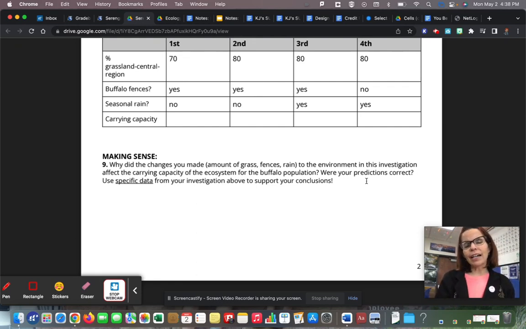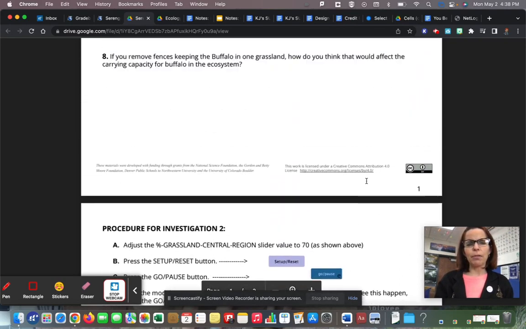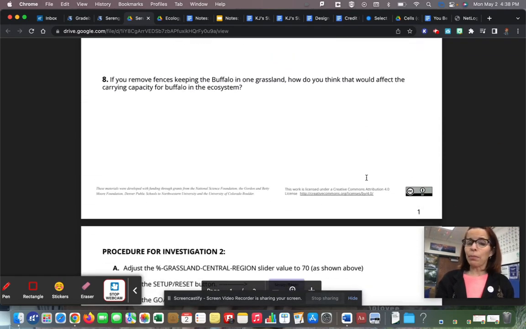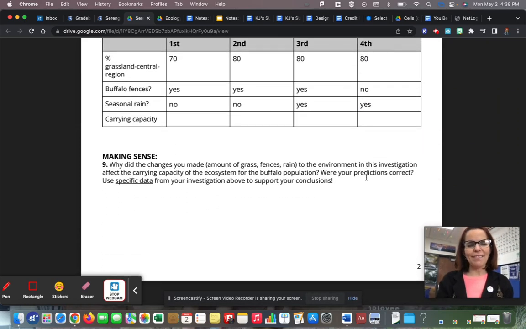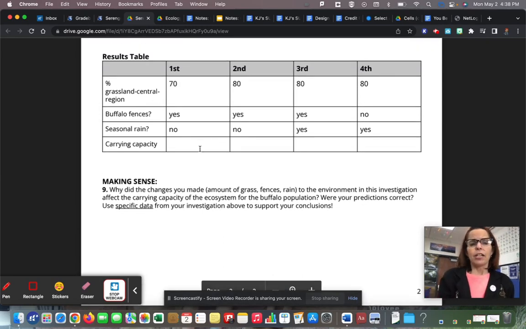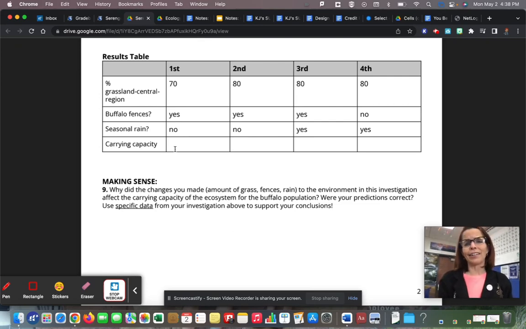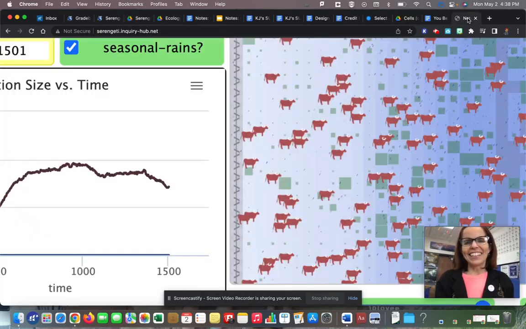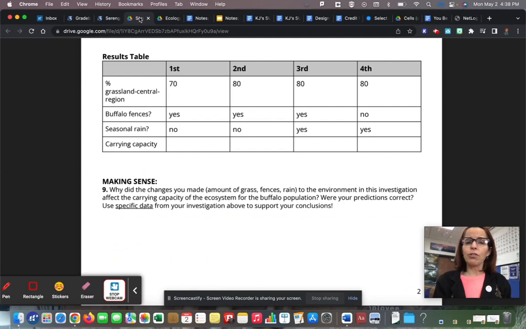You need to make one little comment on whether your predictions were correct. Do you remember that you made these predictions here? Just say, yes, my predictions were correct, or no, my predictions were not right. Then use specific data from your investigation. Specific data in this case means numbers. So tell me, when there was only 70% grass and no fences and no rain, we only had a carrying capacity of 19, whereas when we increased all the things, we got up to a carrying capacity of 143. What number was that at the end? Yeah, 143. I'm just trying to give you some ideas of things that you could write about for this lesson.